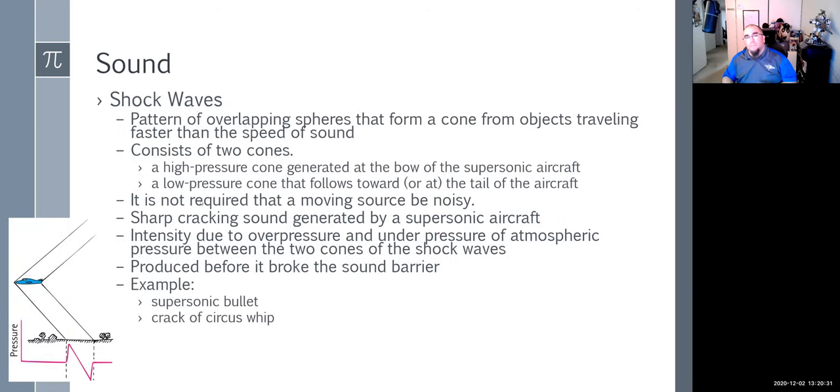Shock waves are a pattern of overlapping spheres that form a cone from objects traveling at speeds faster than the speed of sound, right? It consists of two cones: the area of high pressure generated in the bow of a supersonic aircraft and the area of low pressure that follows it behind the tail, right? It's not required that the plane actually be noisy in order to have a shockwave. Most planes that travel at supersonic speeds actually are quiet, right? The Concorde, I don't even know if it's still in operation anymore. I have to look. But as this plane travels through the air, right?